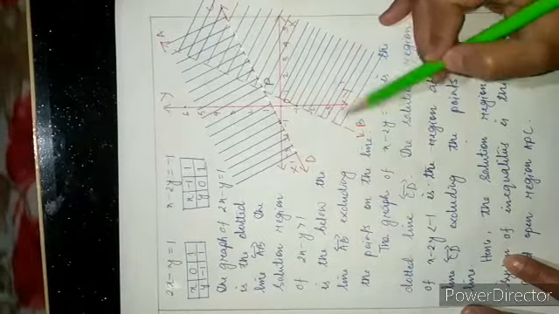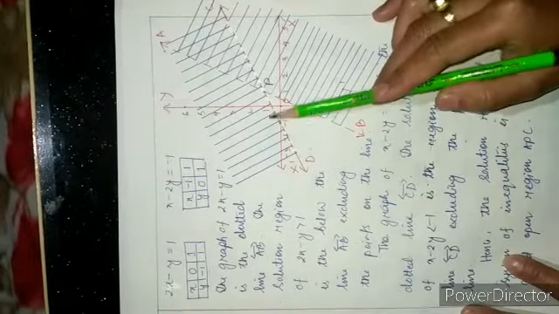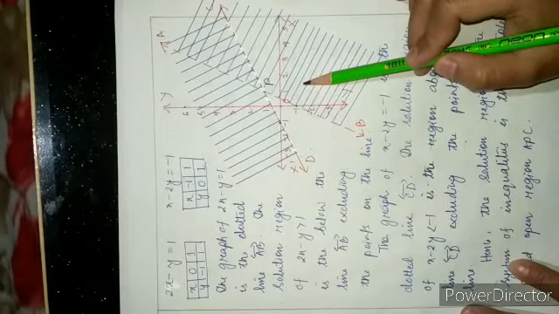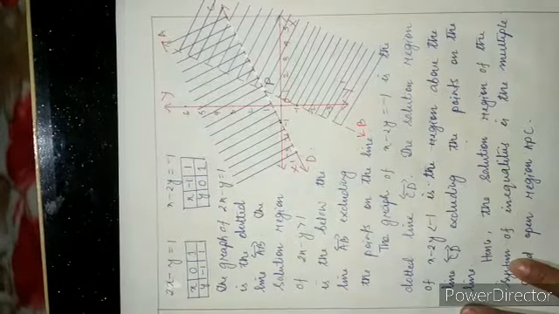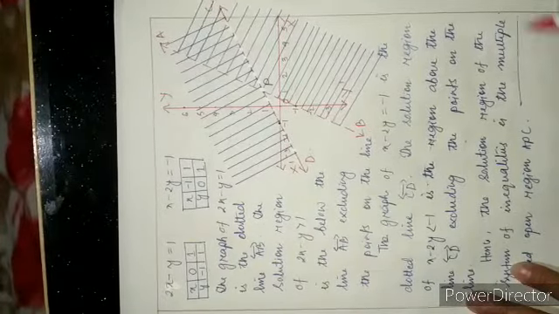This straight line AB divides the Cartesian plane into two half planes, the plane above the line AB and the plane below the line AB. To determine the correct half plane, we select an arbitrary point, say origin. Check the origin.